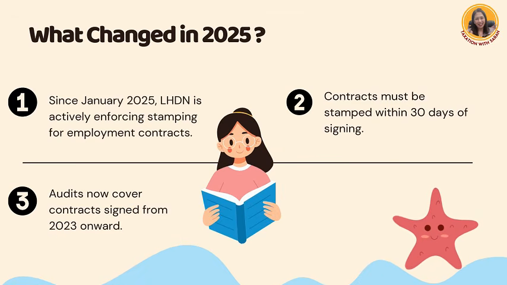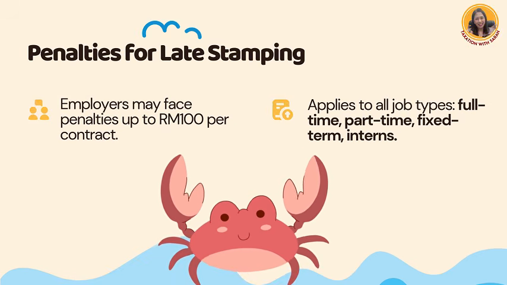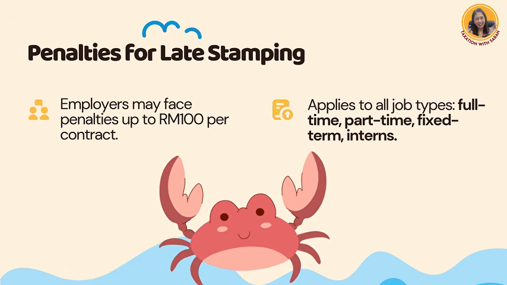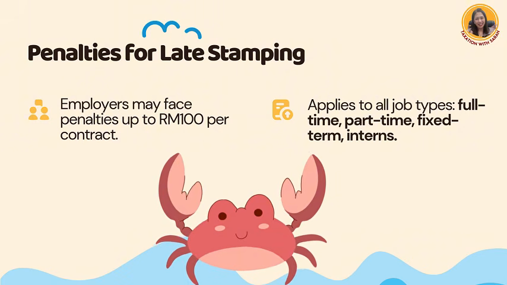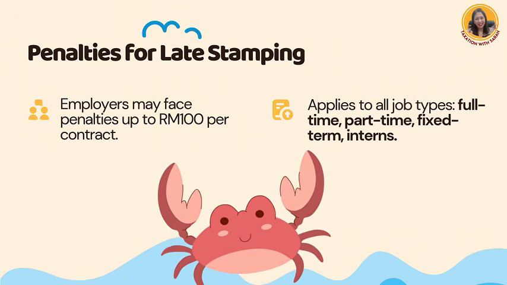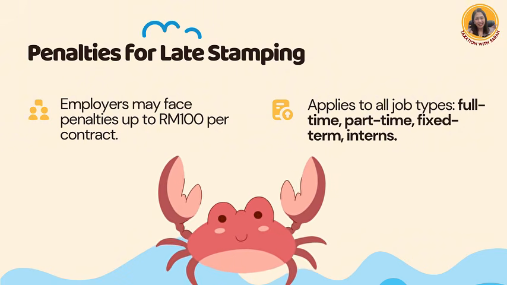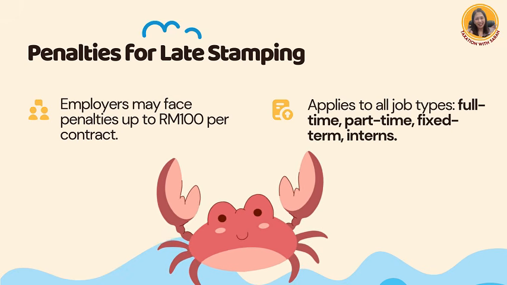What changed in 2025? Since January 2025, LHDN is actively enforcing stamping for employment contracts. Contracts must be stamped within 30 days of signing. Audits now cover contracts signed from 2023 onward. Penalties for late stamping: employers may face penalties up to RM100 per contract. Applies to all job types: full-time, part-time, fixed-term, interns.